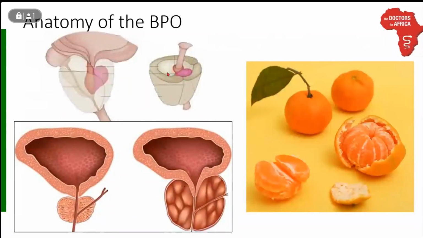You can think of the prostate as a mandarin. You have a peel and you have the fruit. Urine comes through the nose to the stalk. If there is an enlargement, there is more fruit, and due to this fruit, you get more tension in the prostate. And then it might become more difficult to pass urine from the bladder through the prostate to the urethra.